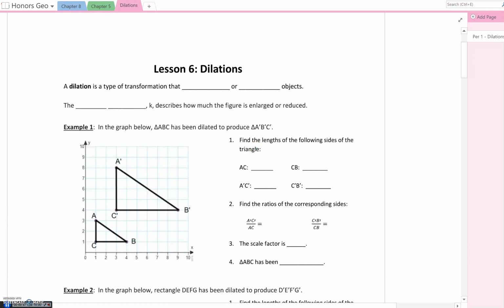The dilation is either going to shrink or stretch objects, okay? And what determines this is the scale factor. I don't know why, but this variable for scale factor is k. So k will tell us either how large or how small we need to make something, okay?